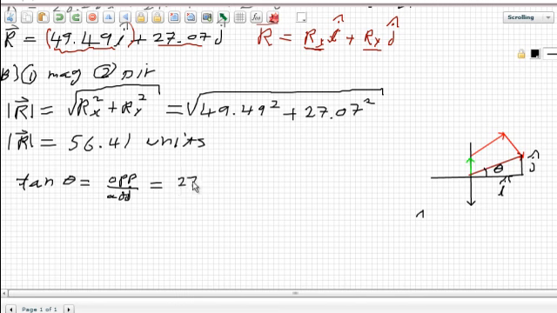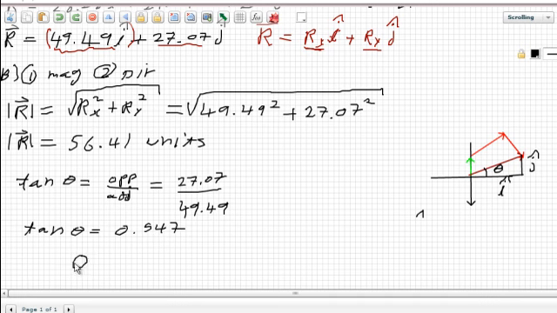So we're going to write 27.07 divided by the adjacent side, which is the side directly adjacent to theta, in this case the i side, which is 49.49. So let's go ahead and calculate what this is equal to. Tan theta is equal to 0.547. Once you've divided 27.07 by 49.49, you're going to get 0.547.